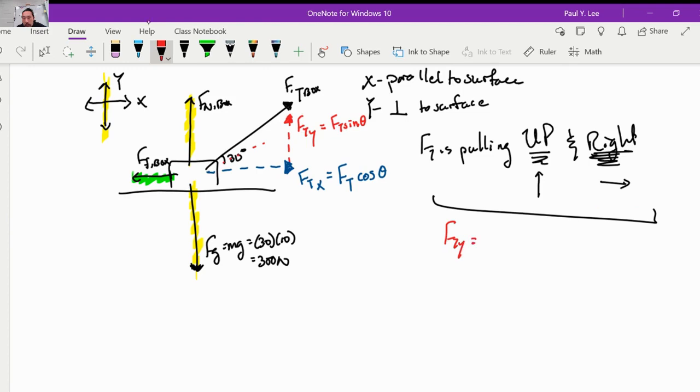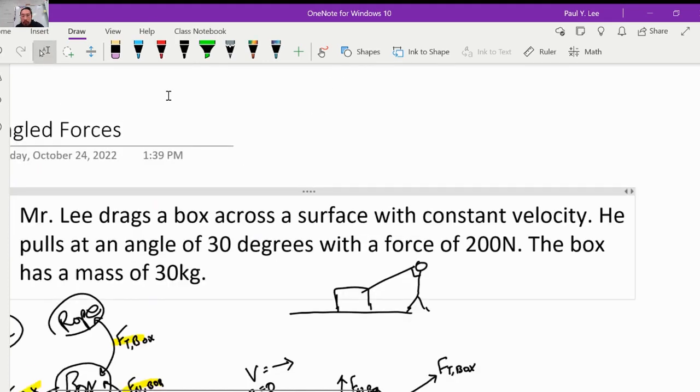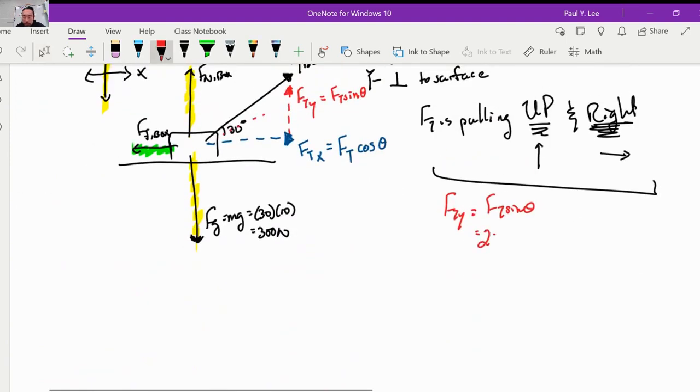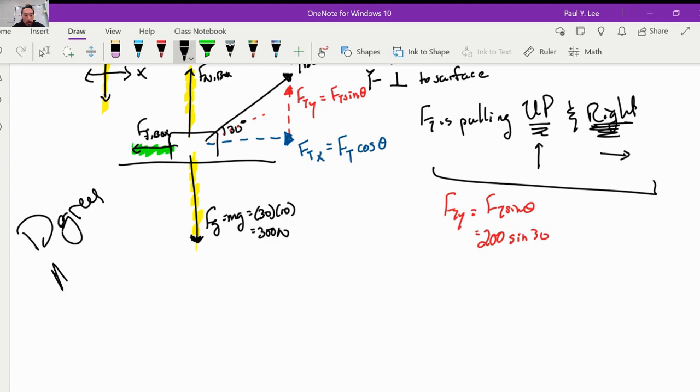So FTY is equal to F of T sine of theta. And we know that F of T, I believe it is the 300? 200. All right. So I pull to the right with a force of 200 newtons. Okay. And sine of 30 degrees. And this is where your calculator comes in. If you put in sine of 30 degrees, you should get 0.5. Now, if you don't, it's because you're in radian mode and you can change it. You have to be in degree mode. Let's write that there. You have to be in degree mode.